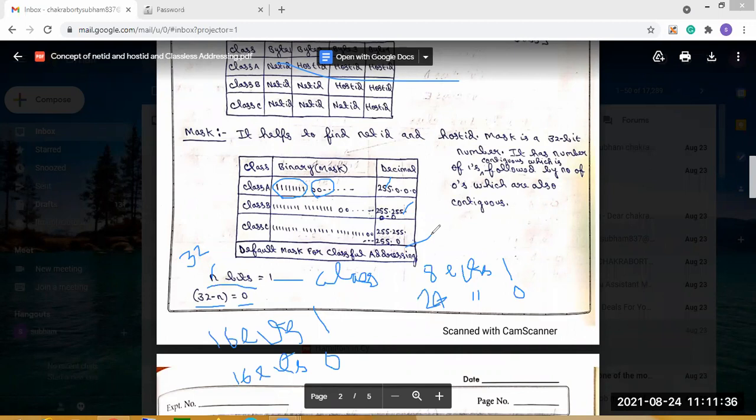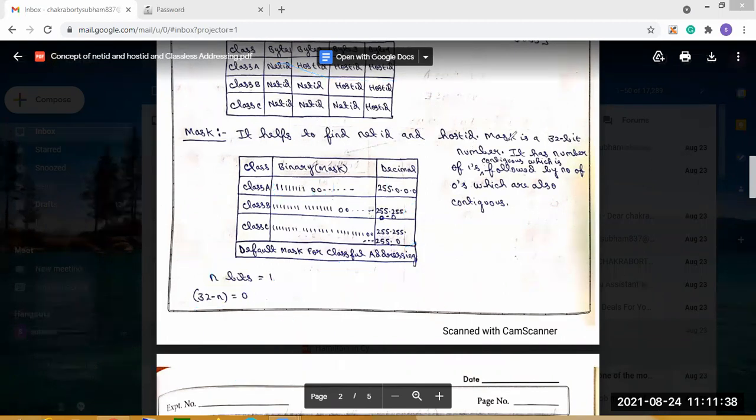In this way, we are finding the values of the mask. Okay, clear? Is it clear to everyone? Yes, sir. Okay, so this is the mask. Using this mask, we will find the net ID and the host ID.